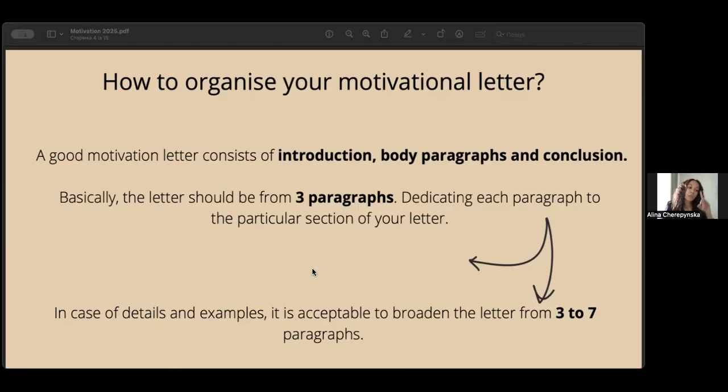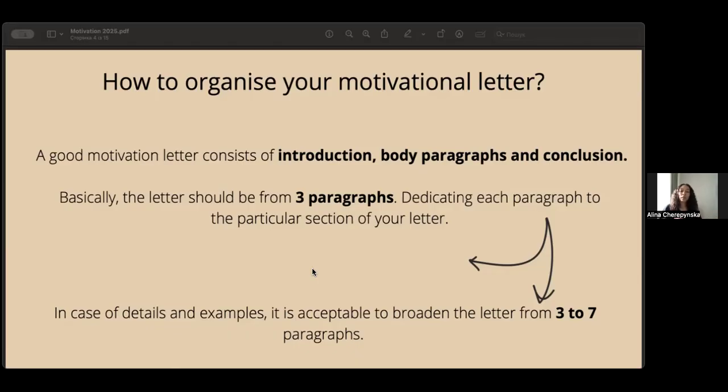At the same time, we can imagine that you have a pretty huge experience. You have a lot of achievements, a lot of competitions, projects, goals, aims. In that case, it's possible to broaden your letter and write from 3 to 7 paragraphs. That's possible, not often, actually, but that's possible in case of your achievements. If we're speaking about the average size of a motivation letter, it's from 3 paragraphs to 5. That's the most popular type of writing.